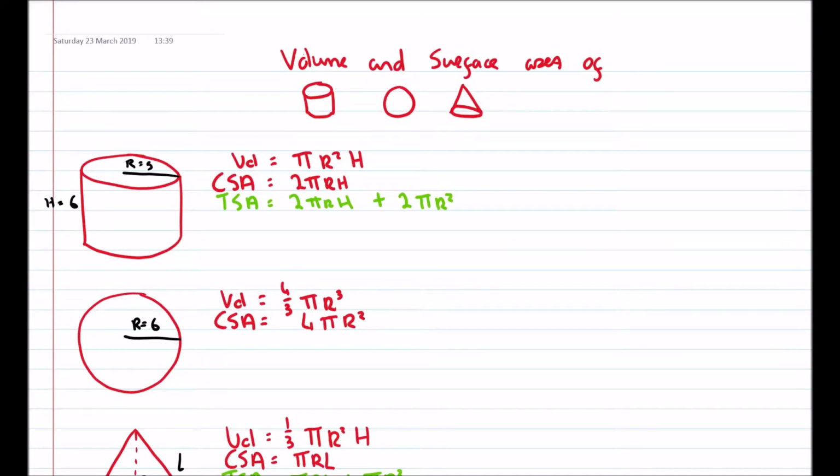In this video we're going to look at finding the volume and surface area of a cylinder, sphere and a cone, and by default then we look at finding maybe a hemisphere, or maybe half a sphere, or things like that. Okay, first thing I have here is a formula.